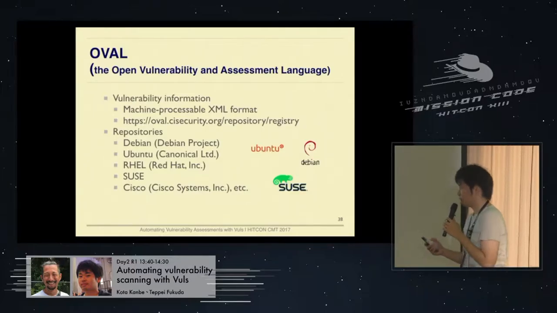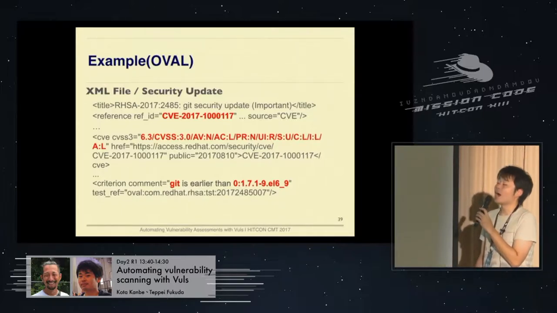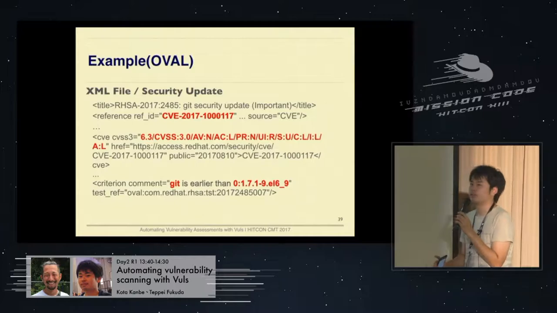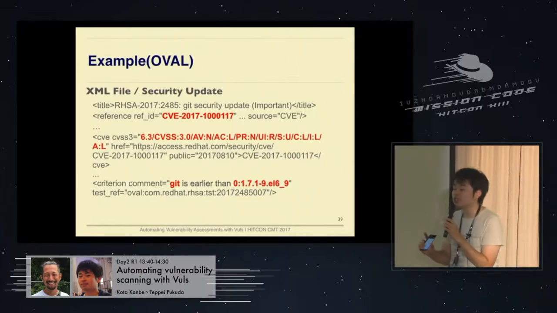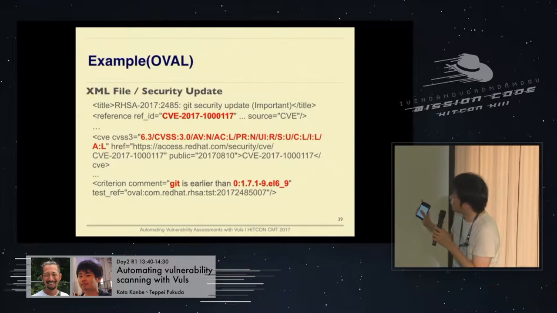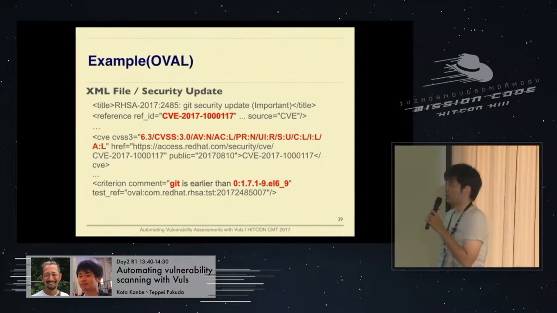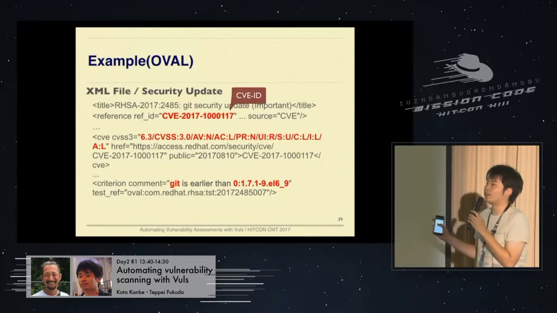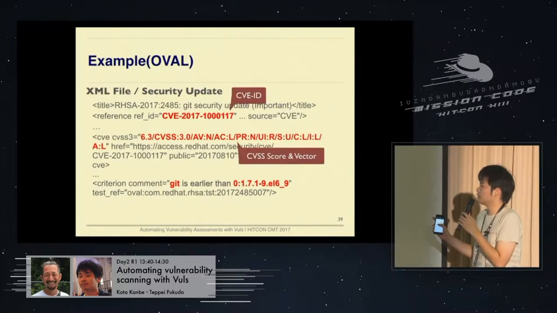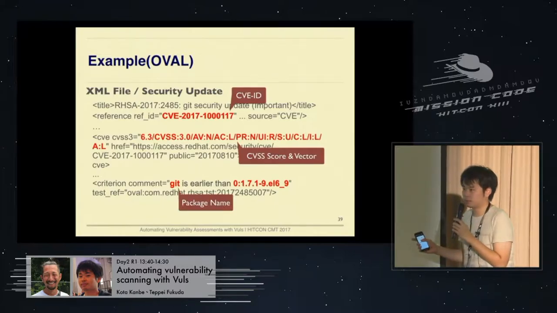The following slide gives an example of OVAL. One XML file is generally created for each security update. This XML file is about a Git vulnerability. As you can see, in this XML file, Vuls uses the CVE ID, the CVSS score and vector, which means security impact, and the package name and package version.